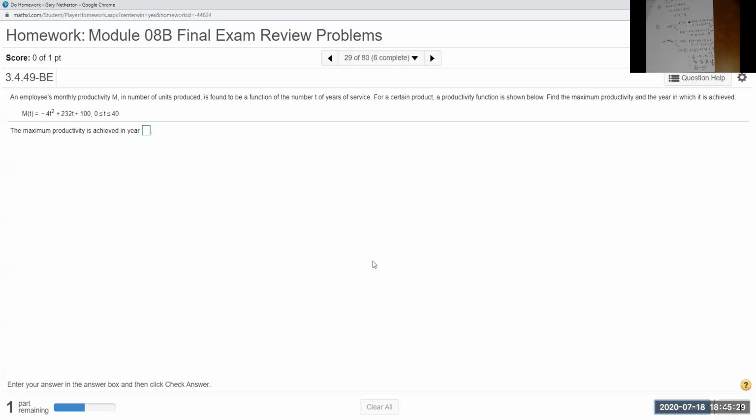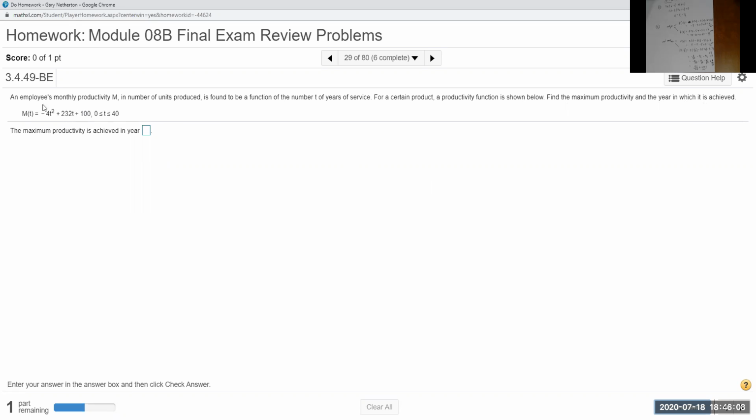All right. Now here I think is an absolute max or min problem, but it's in the form of a story problem. An employee's monthly productivity M in numbers of units produced is found to be a function of the number T of years of service. So in other words, once again, they're realizing that how well or how much work a person does depends upon how long they've worked. Sort of makes sense. For a certain product, a productivity function is shown below. Find the maximum productivity and the year in which it is achieved.